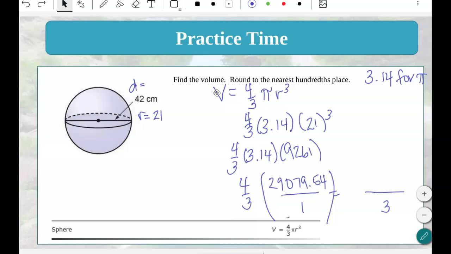We're going to do 29,079.54 times 4. Okay, that's more like it. 116,318.16. Now, divide by 3. See, when I had that wrong number in there, I divided by 3 and I got 29,079.54. It's like something's wrong. Divide by 3, and I get 38,772.72.